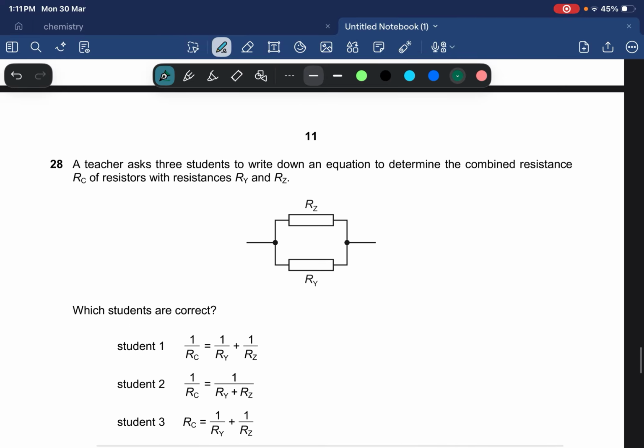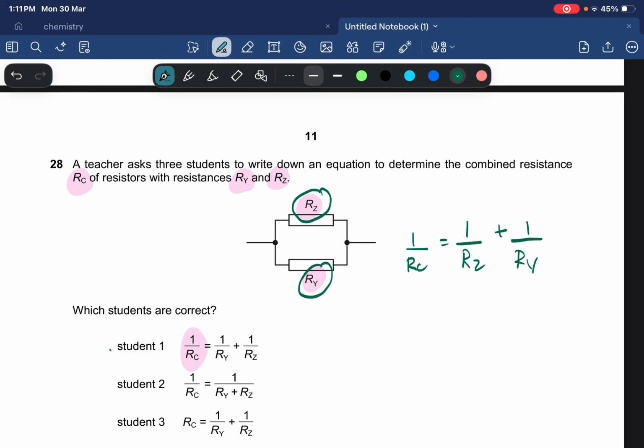A teacher asks 3 students to write down an equation to determine the combined resistance RC of the resistors RY and RZ. Which student is correct? Okay, so for parallel, you know what happens. 1 upon RC, which is the combined resistance of this and this, is going to be equal to 1 upon the resistance of this, which is RZ, plus 1 upon the resistance of this, which is RY. So this is correct.